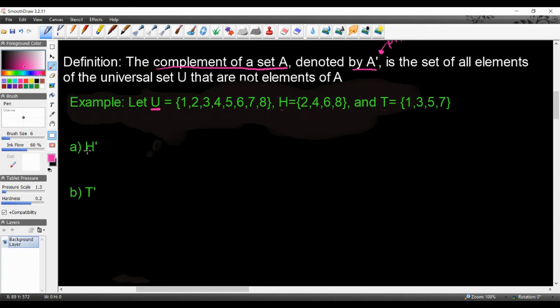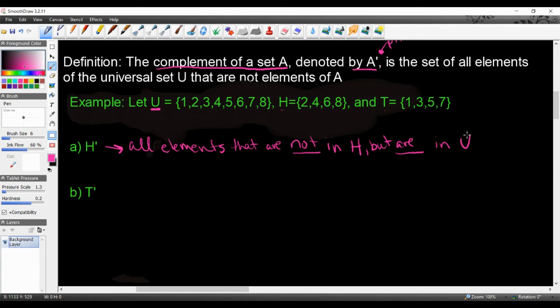So we're first looking for H prime. So let's first write what that means. This means all elements that are not in H, but are in U. So all we're really going to look at is U and H for this first one. So it's all elements that are not in H, but they are in U, the universal set.